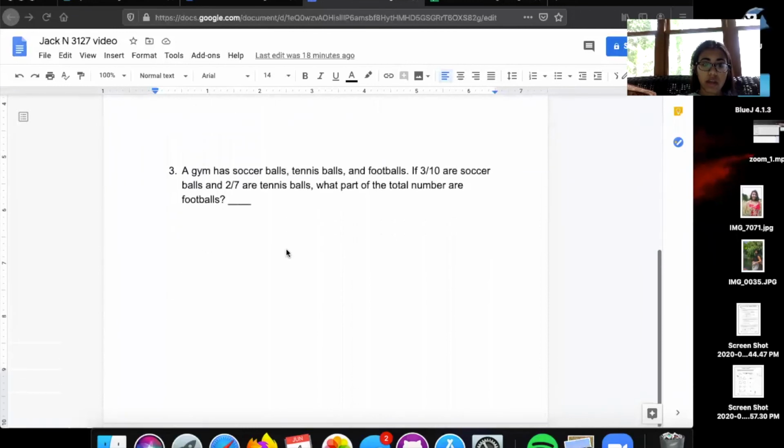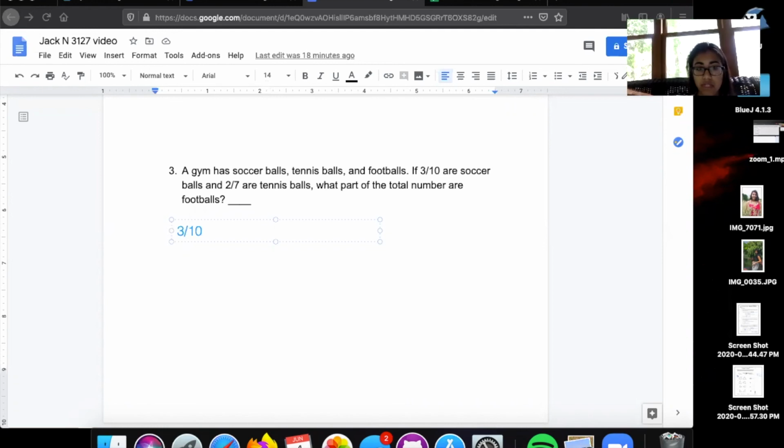Okay, so now we're at number 3. Now I'm going to write it out so that it looks a little bit similar to what you've been doing already. So we have a gym that has soccer balls, tennis balls, and footballs. If 3/10 of them are soccer balls and 2/7 are tennis balls, what part of the total number are footballs? So we're finding a fraction just like the last two problems. So we have 3/10 plus 2/7 plus something equals 1. That's basically what we're doing.